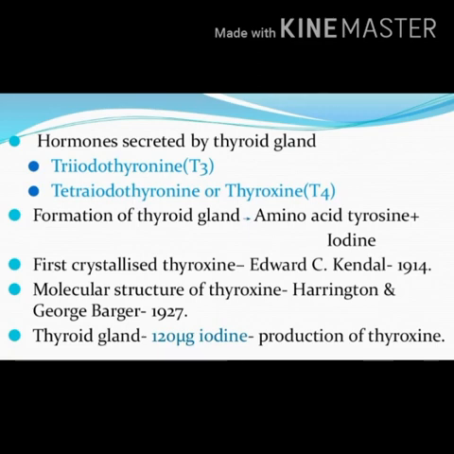Then the first crystallized structure of thyroxine was found by Edward C. Kendall in the year 1914, and the molecular structure of thyroxine was found by Harrington and George Barger in the year 1927. This thyroid gland requires 120 microgram of iodine every day for the production of the hormone thyroxine.